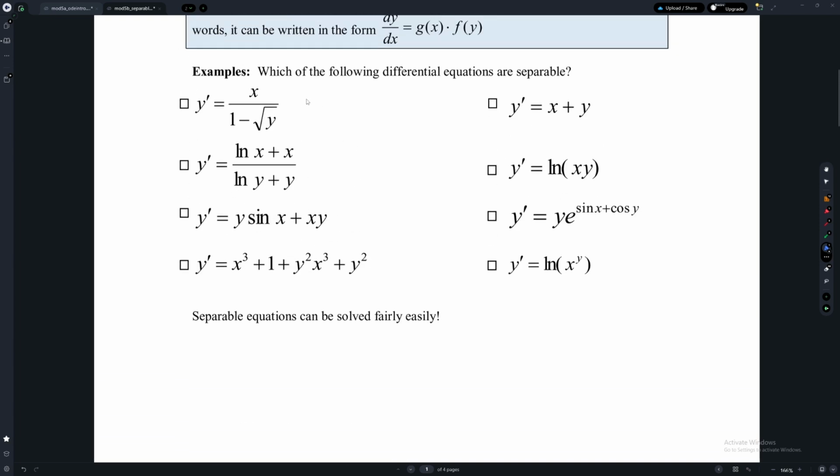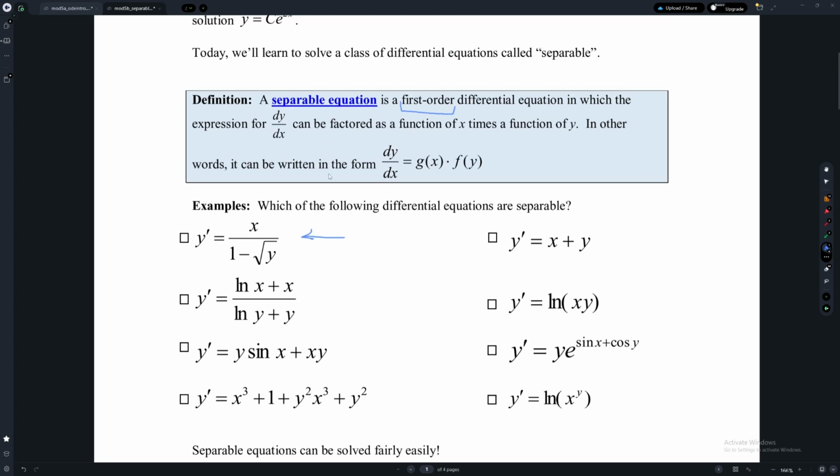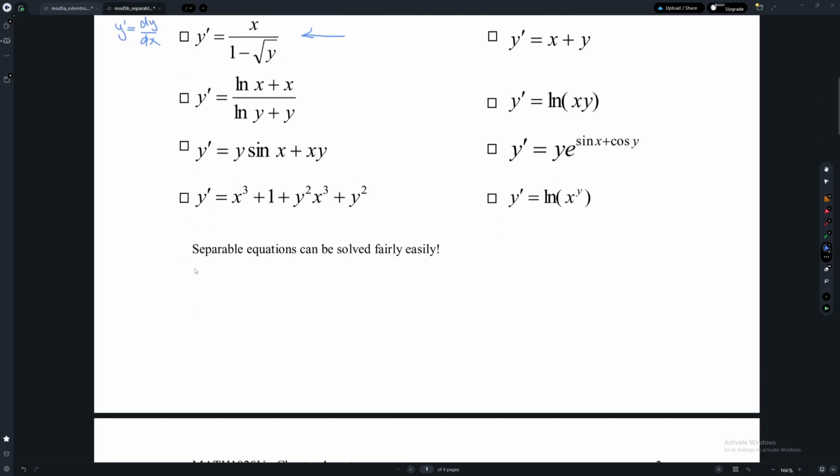All right, so the first one is this. What this is saying is y prime equals dy over dx. They're saying we want it like this, equals some function times some function. One function is in terms of x, one function is in terms of y. Now, in order for us to separate this, we have x over 1 minus root y. To separate, this is the same as saying x times 1 over 1 minus root y. This is multiplication.